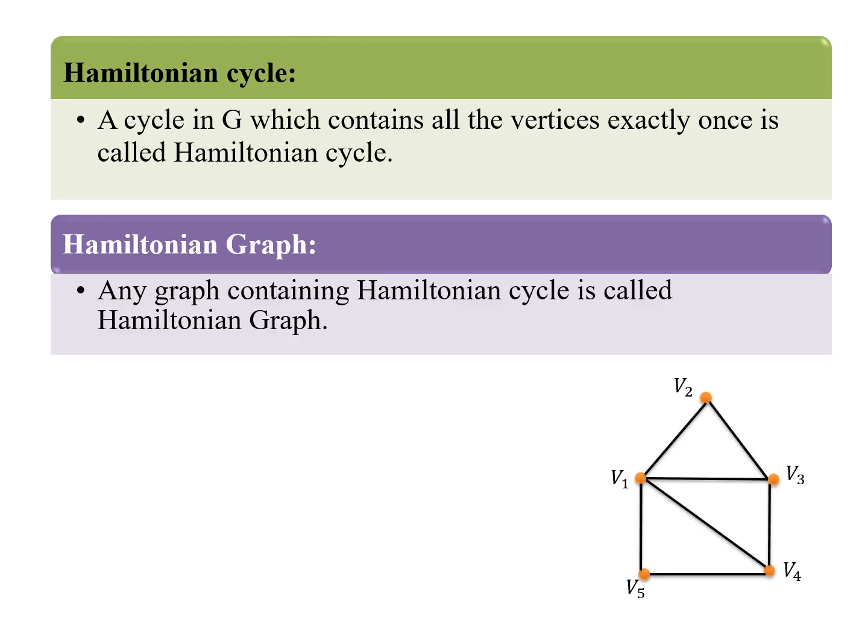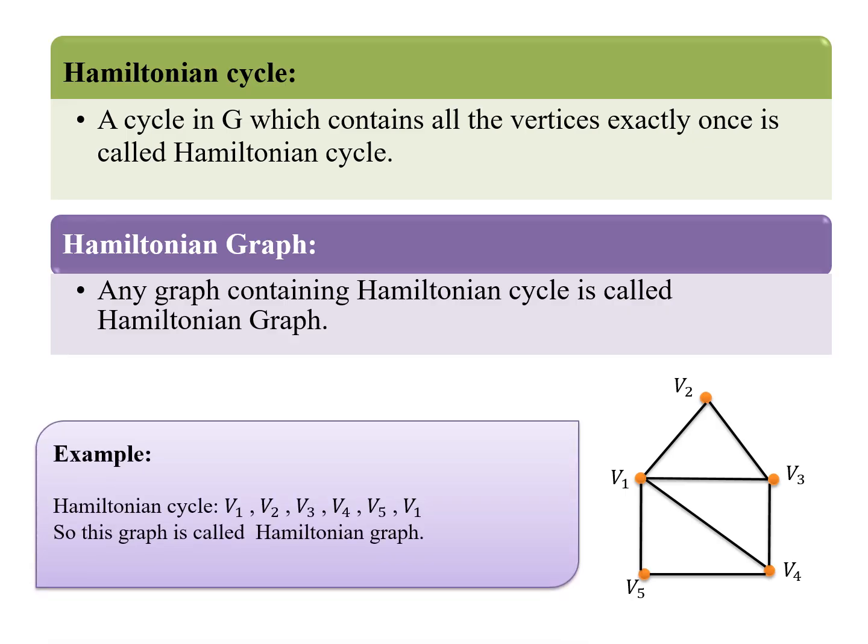In this example graph, the Hamiltonian cycle is V1, V2, V3, V4, V5, V1. In this sequence, all the vertices appear exactly once. So, this graph is an example for Hamiltonian graph.